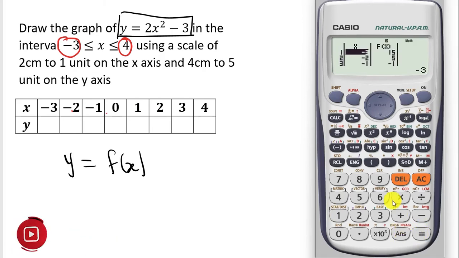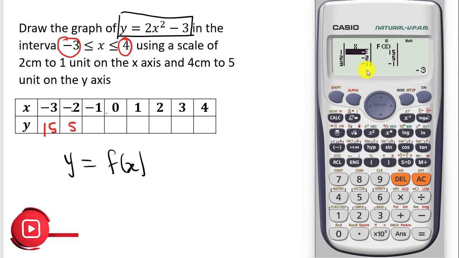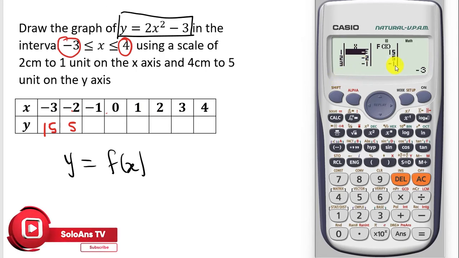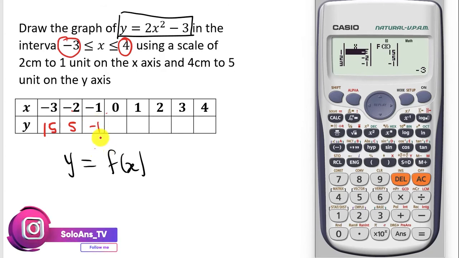Okay, as soon as you press the equal to, the calculator is going to generate the table of values for you. Now on the table, it means that when x is equal to -3, you have your f of x, which is the same as y, and that is equal to +15. So in that case, we have our y to be equal to 15. When x is -2, we have our y to be equal to +5. We're going to have our 5. When x is equal to -1, we are going to have our f of x to be equal to what? -1. So we are going to have our -1.